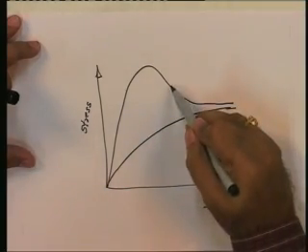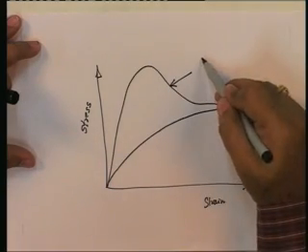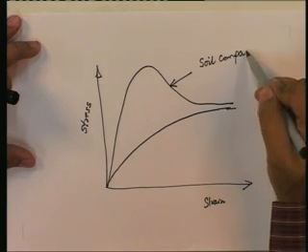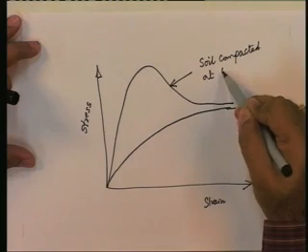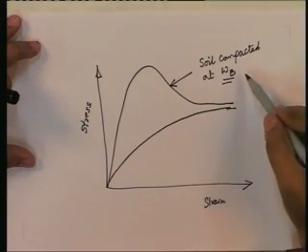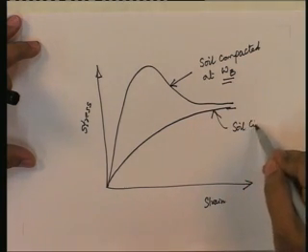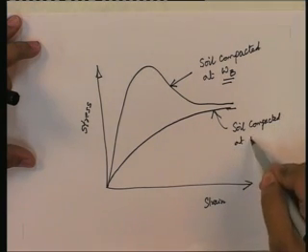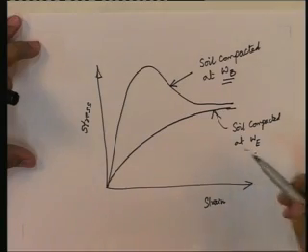This is for soil at water content B, which is on the dry side of the optimum, and at water content E, which is on the wet side of the optimum.